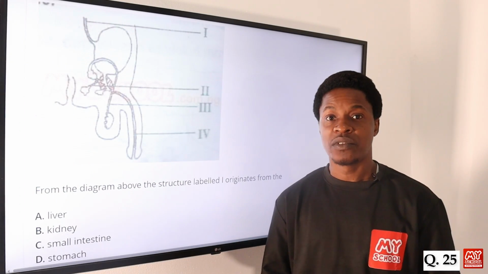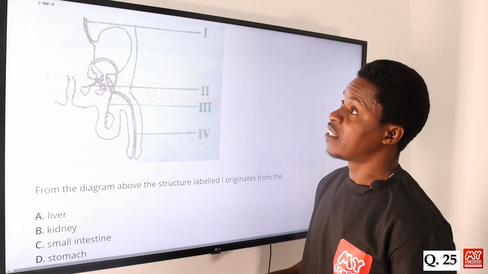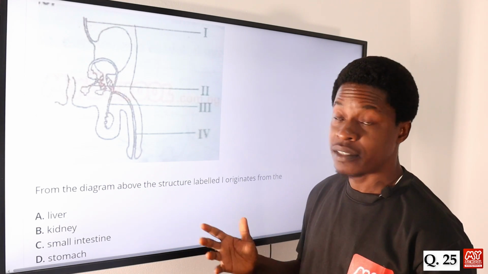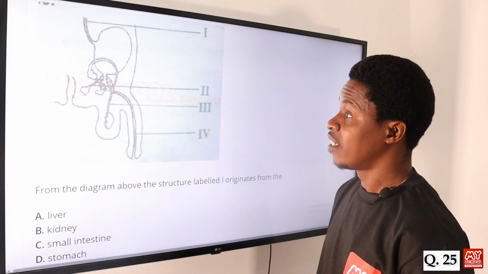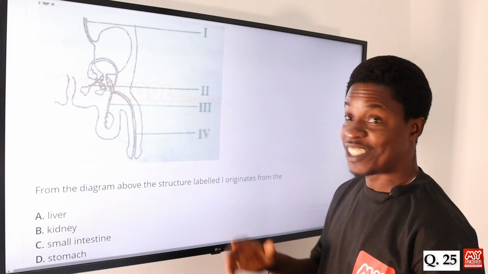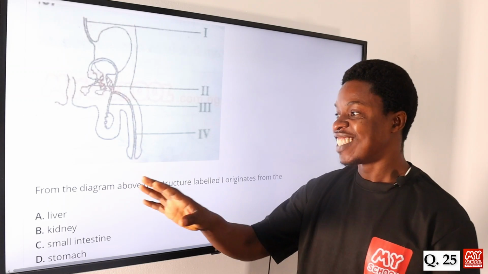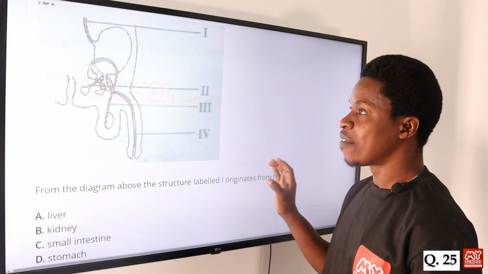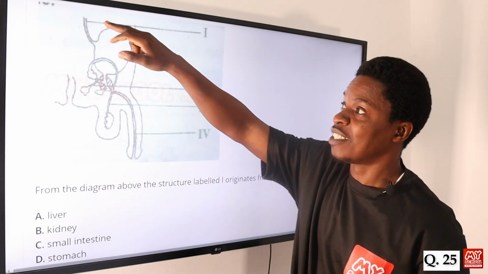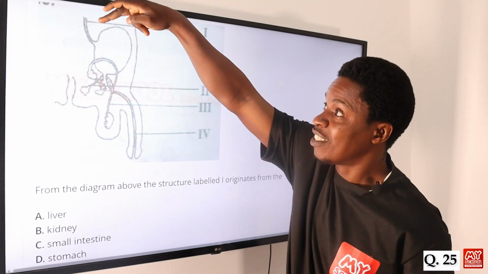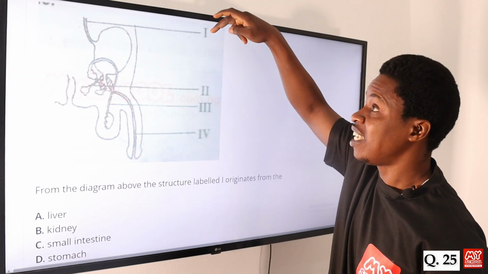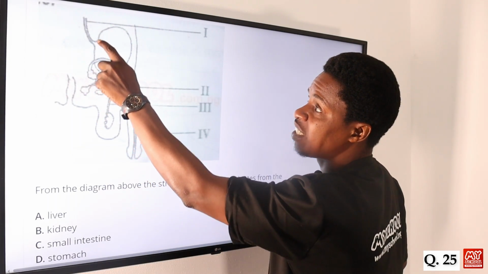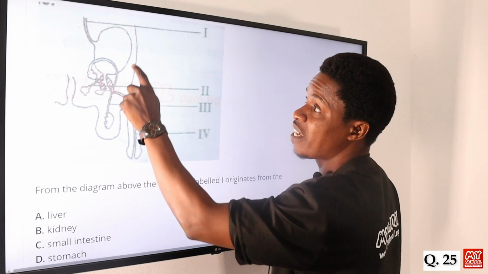On to question number 25. We have a diagram here. Of course, this is the reproductive organ of the male, but that is not actually what the question is about. The question says, from the diagram above, the structure labeled I originates from the what? So we don't have any business down here. The business we have is just in this part. This is the bladder we have here.